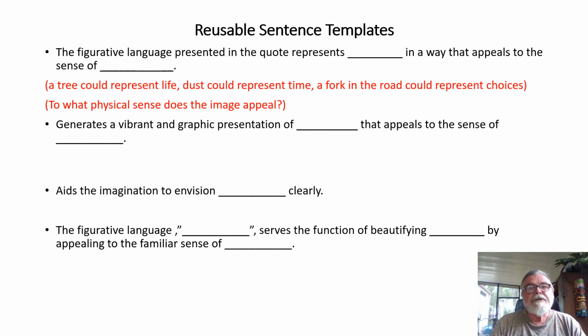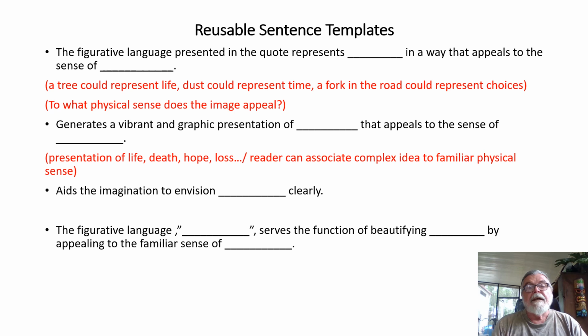The figurative language presented in the above quote represents choices in a way that appeals to the visual sense. Okay, so he's in the poem. I'm sitting there, and I can visually see this fork in the road, which represents choices. So it allows me, the reader, to associate the theme that Frost is trying to develop with something I'm already familiar with. Next, generates a vibrant and graphic presentation of something that appeals to the sense of something.